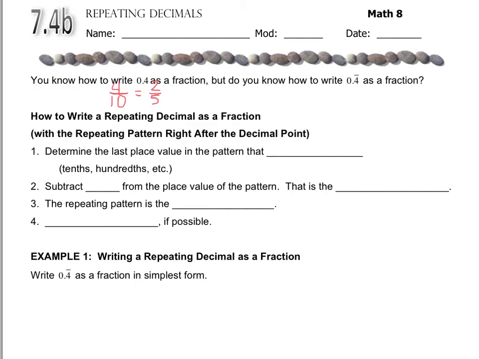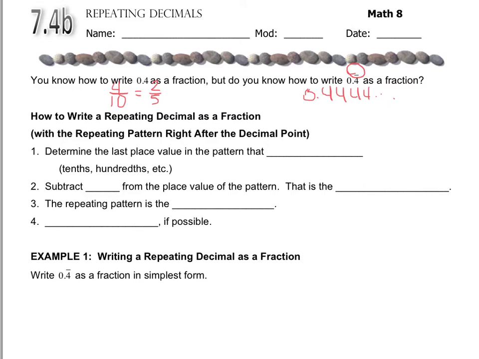But do we know how to write 0.4 repeating? We know as a decimal, it looks like this. The repeating pattern is always under the repeating bar. So this is saying that 0.4 with the 4 repeating, we want to know how to write that as a fraction. So here's what we're going to talk about: the steps to do that.